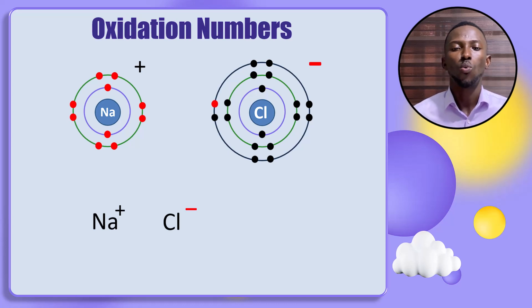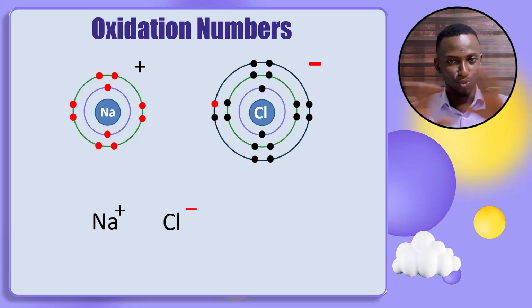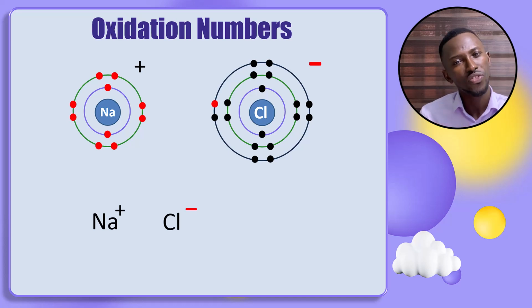For example, when sodium chloride is being formed, are chemists able to see this electron moving from sodium to chlorine? No, no way. They are not able to see the movement of electrons. So how are they able to tell which atom is losing an electron and which atom is gaining the electron, or represent the distribution of electrons during formation of these compounds?